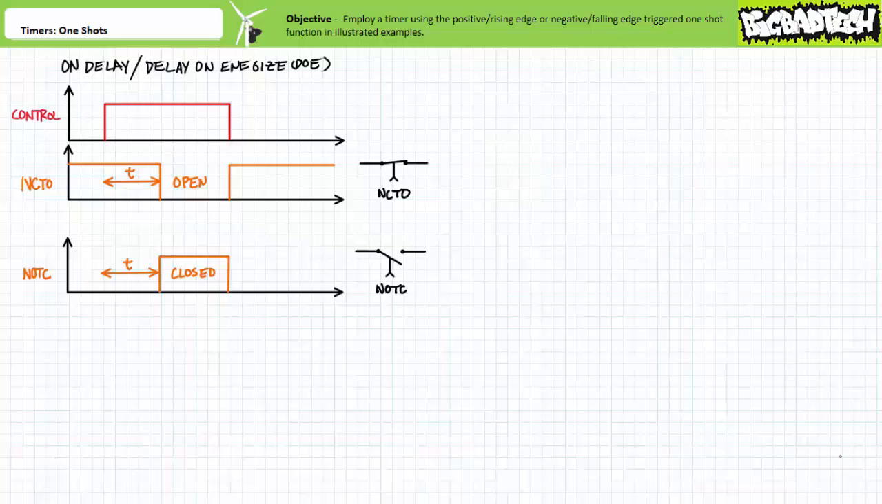Recall that a timing diagram of a timer executing the on delay or delay on energized function would look like this. When the controlling input is energized at this instant here, the associated contacts do not instantaneously switch to their opposite state. The normally closed time open contact remains closed, and the normally open time closed contact remains open. Only after the predetermined delay period t has elapsed do the contacts change states here. The normally closed time open contact opens, and the normally open time closed contact closes.